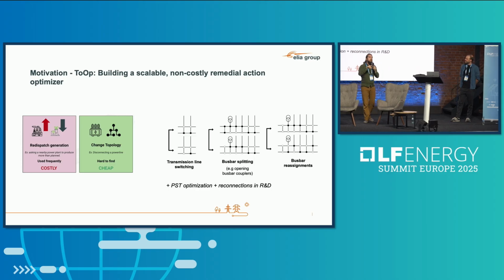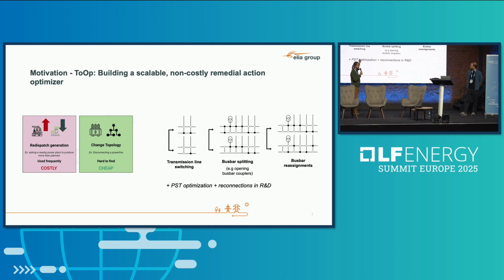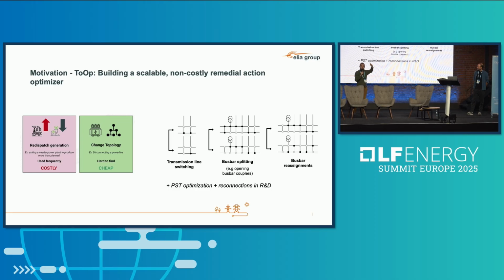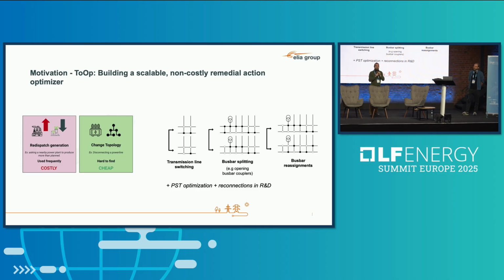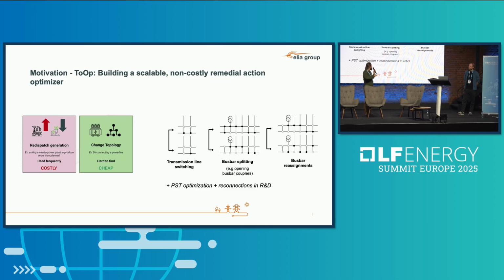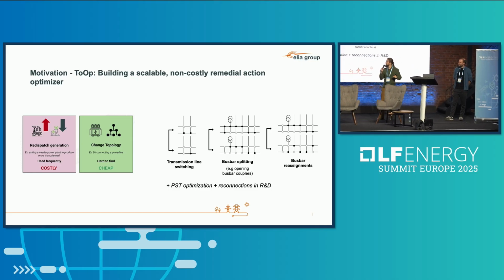And to those of you who know about topology optimization, when I talk about topology optimization, I mean we do transmission line switching. That's basically the optimal transmission switching paper from 2008. But we also do bus splitting and reassignments, which means in the substations we can shift around our interconnectors, open busbar couplers. And we are working on reconnections, basically the inverse of transmission line switching, canceling maintenances, and PSTs. So that's basically the thing that I talk about when doing topology optimization.